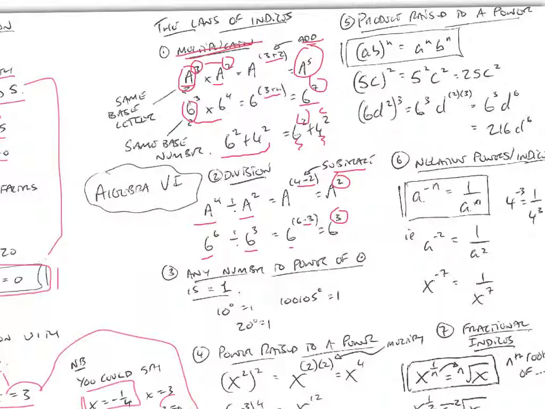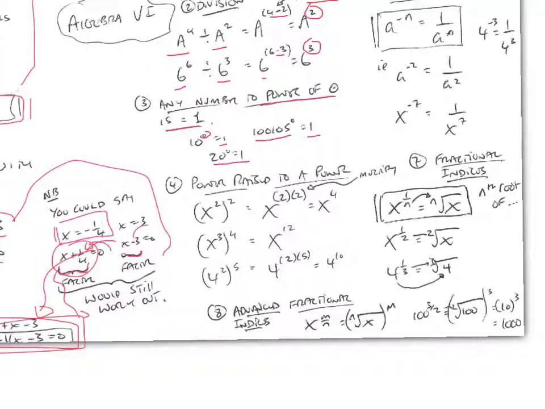states that any number to the power of 0 is equal to 1. So 10 to the 0 equals 1. 100,105 to the 0 is equal to 1. 20 to the 0 is 1. X to the 0 is equal to 1. Anything to the power of 0 is equal to 1. You can try that on your calculator.